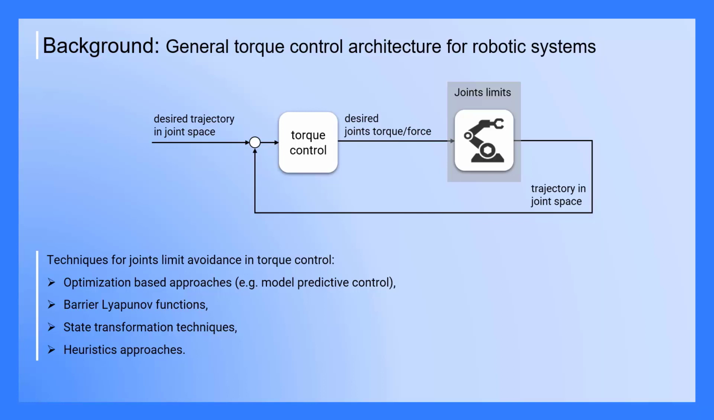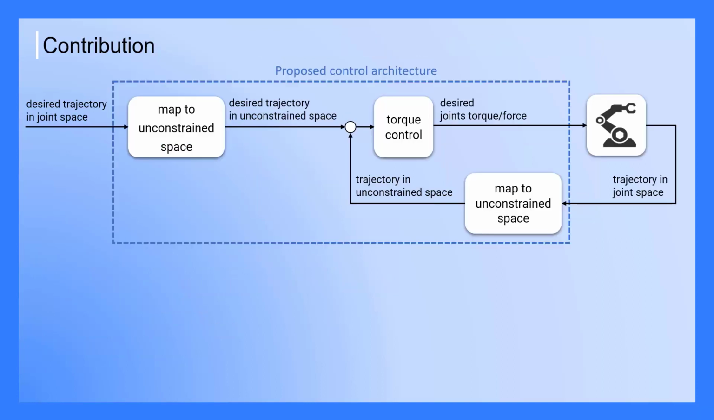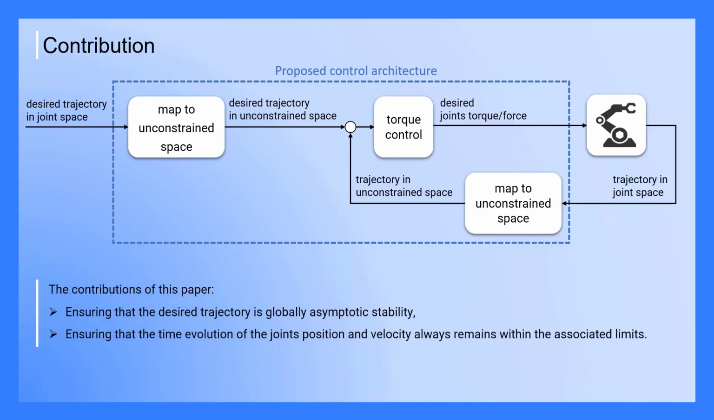But a control method that ensures the asymptotic stability of the desired trajectory along with the joint limits avoidance for both the position and velocity of the robotic system is missing. For this, we propose a control method based on the state transformation technique. In this technique, we use a map that transforms the constrained joint space into an unconstrained space. Then, we design a controller in the unconstrained space for tracking the desired trajectory. With this technique, we ensure that the desired trajectory is globally asymptotically stable, and we also ensure that the time evolution of the joint position and velocity remains always within the associated limits.